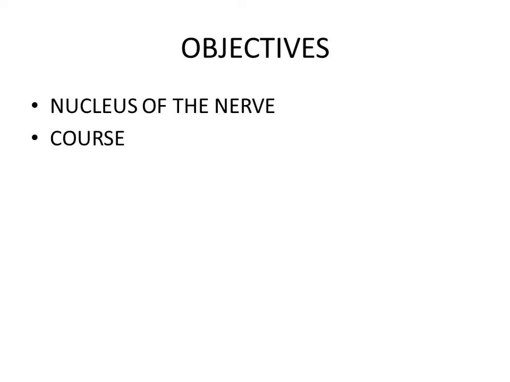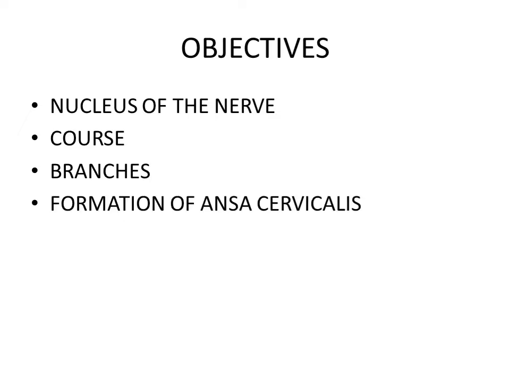Objectives of today's topic are to learn the nucleus of the nerve, the anatomical course, the branches of the hypoglossal nerve, the formation of ansa cervicalis, and how it helps to form this part of the cervical plexus, and applied aspects.